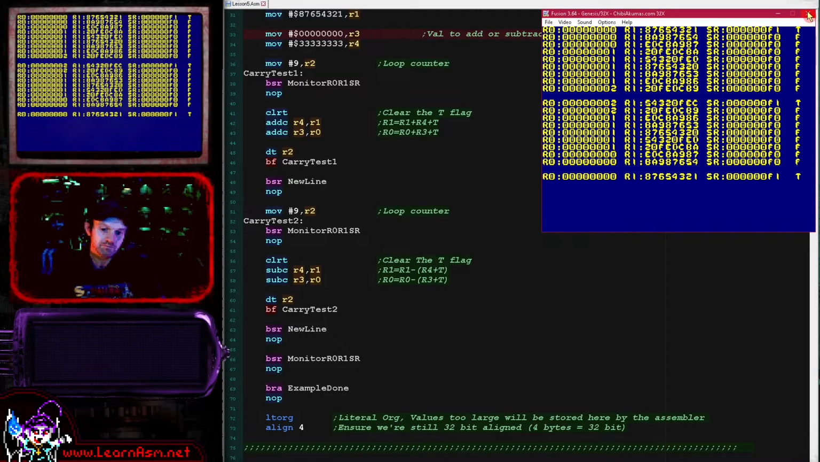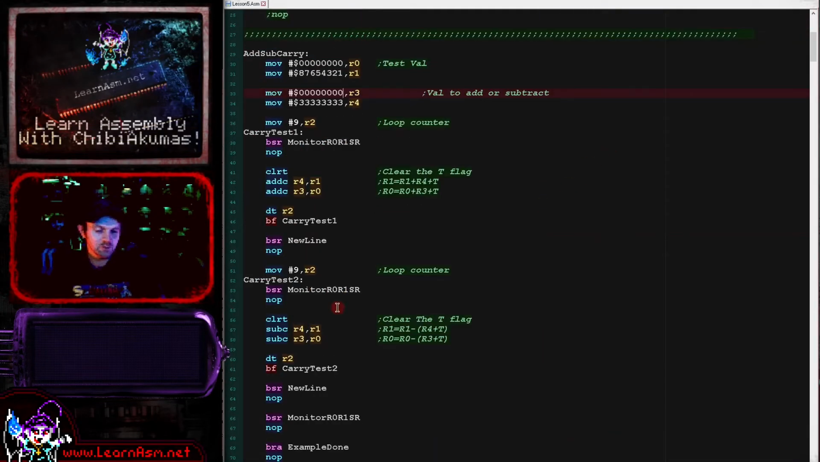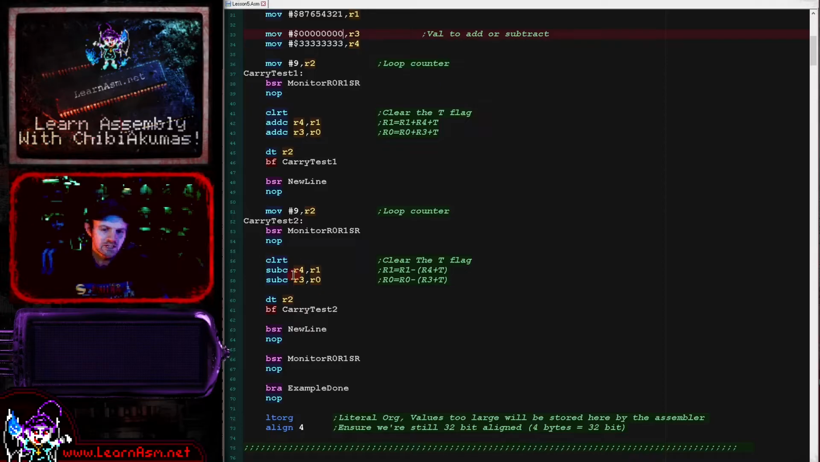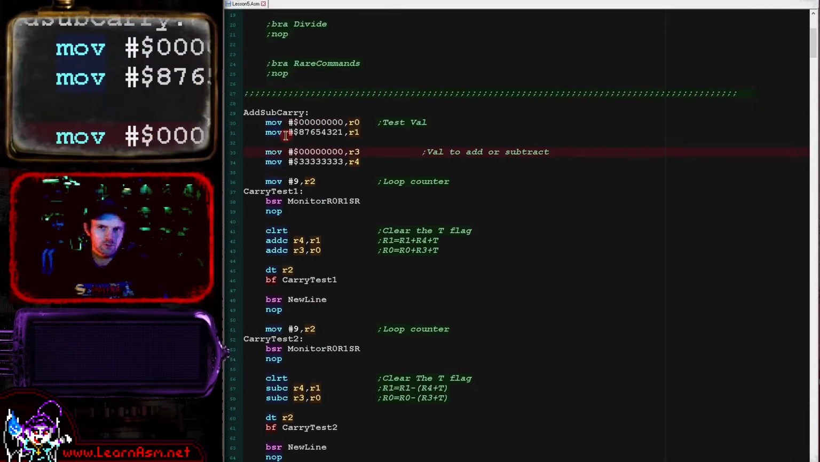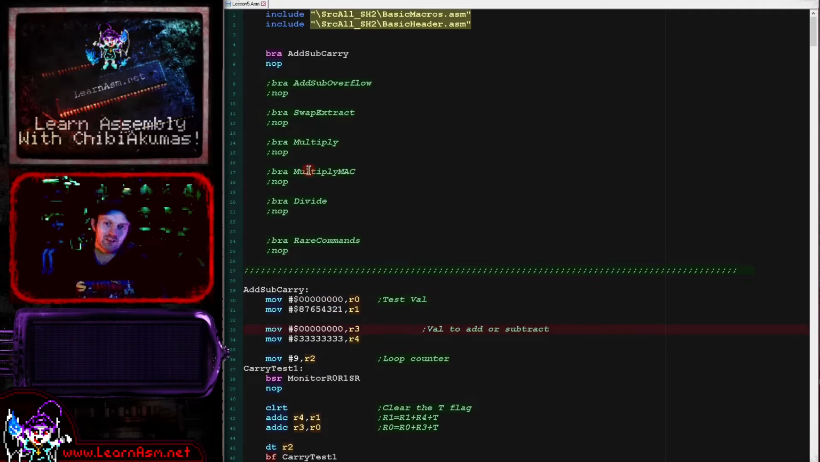So there we go. Very straightforward if you need to do 64-bit addition and subtraction, to use sub C or add C to work with the carry. So that's how we can deal with a value exceeding its limit with regards to addition and subtraction. But there is another kind of exceeding of limits that we might want to test for.